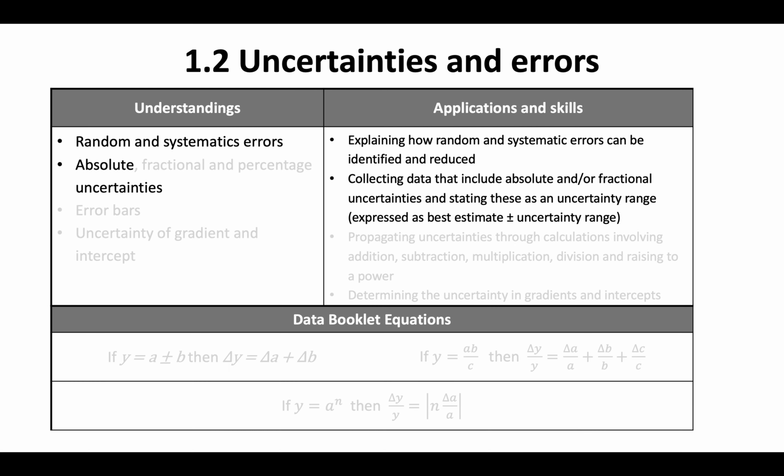Okay, so we've looked at random and systematic errors. We've talked about absolute uncertainties, those plus minus values with the same unit as the measurement. We'll look at more detail next. And we've said that we can express an uncertainty range as a best estimate, then plus minus the uncertainty range.